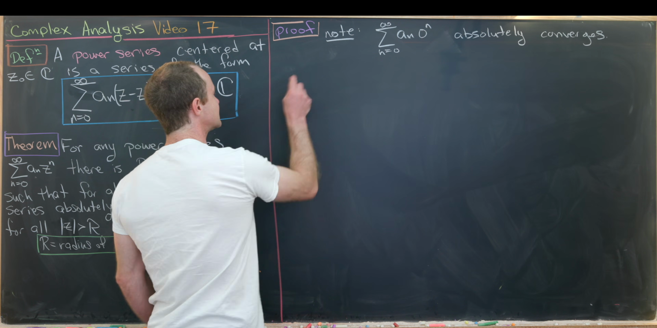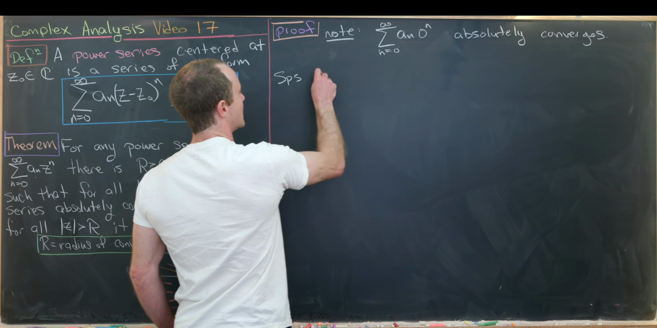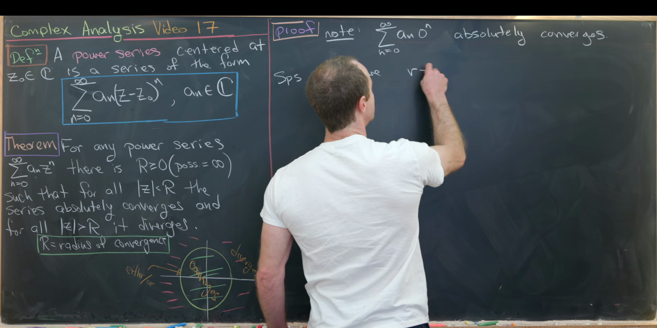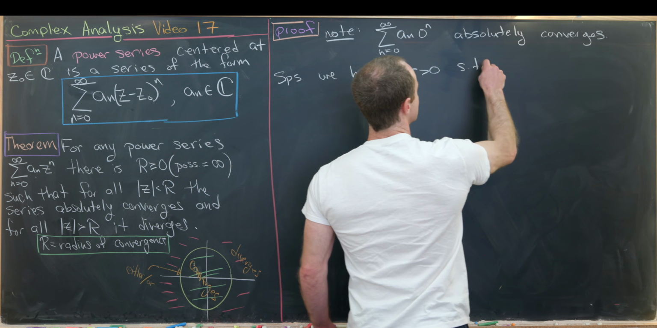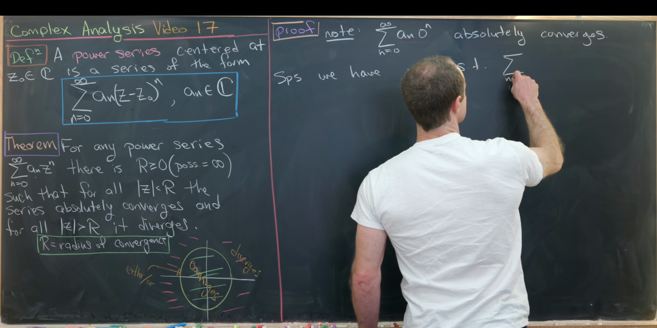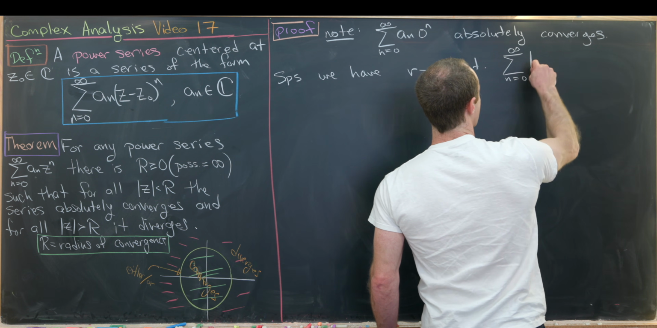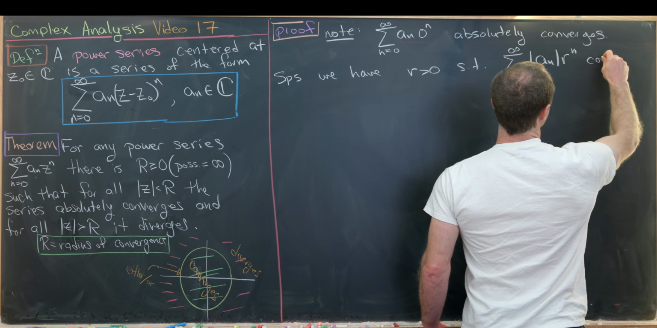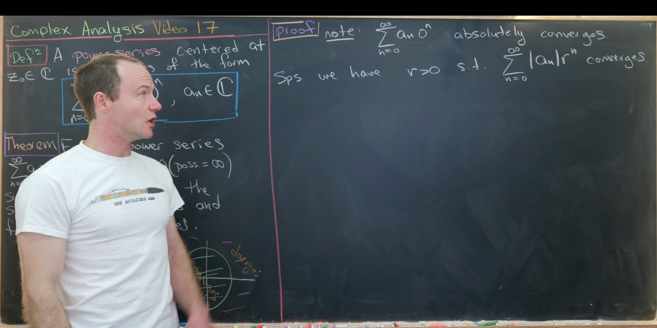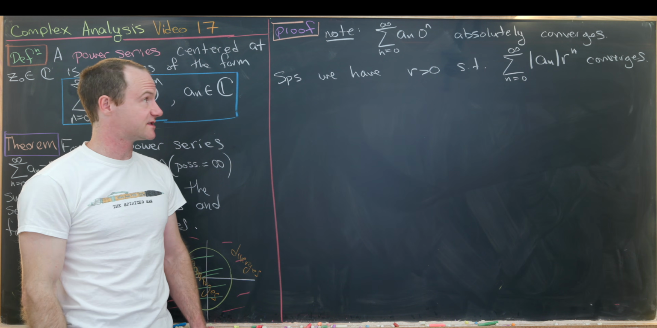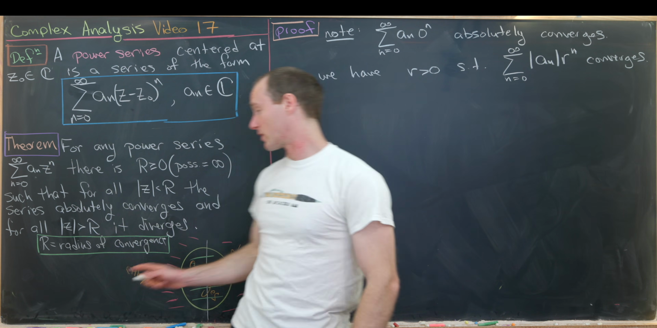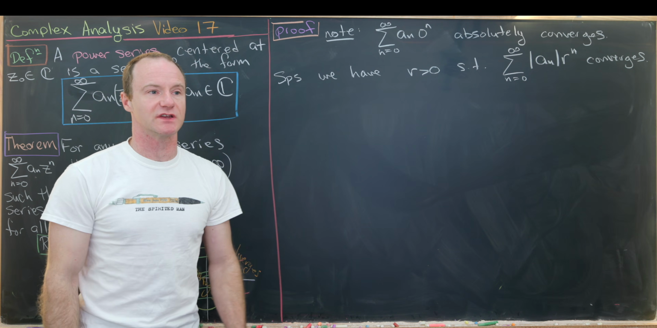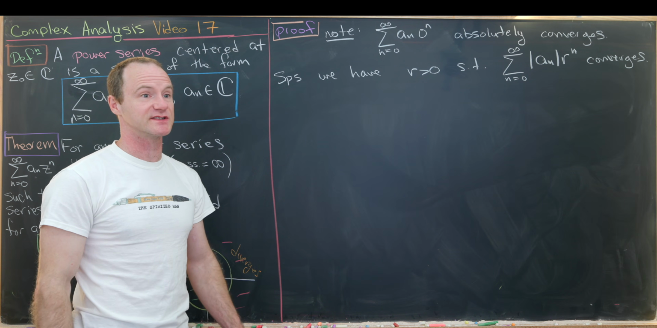Okay, the next thing we want to do is suppose we have some r bigger than 0 such that the sum as n goes from 0 to infinity of the modulus of a_n times r^n converges. If no such r exists, then that means our capital R is just equal to 0, and really we only converge at the origin. So maybe that's not a super interesting case.